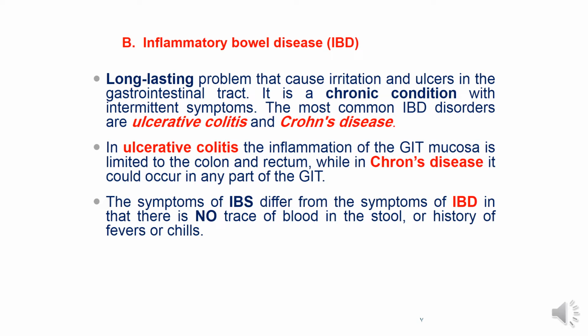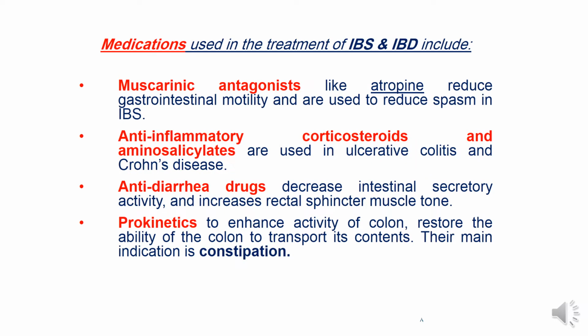The symptoms of IBS differ from the symptoms of IBD. In IBS, there is no trace of blood in the stool or history of fevers or chills, but in IBD there could be a bloody stool. Medications that could be used in treatment of both IBS and IBD could include muscarinic antagonists. As you know, muscarinic antagonists block the muscarinic receptors and prevent acetylcholine from binding to these receptors, like atropine. These muscarinic antagonists reduce the GIT motility, so they could be used to reduce spasm in IBS.